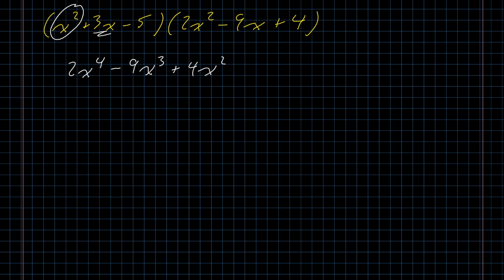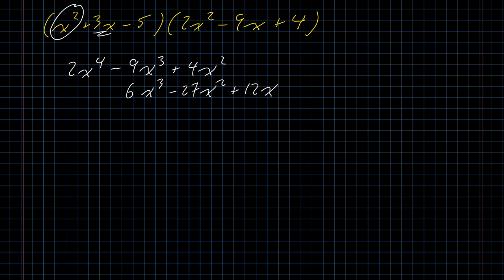Now I'm going to go to the next term. When I write this out, instead of just continuing on the same line, I'm going to go down to the next line and I'm going to move over one space. So that when I take 3x times 2x squared, that's going to give me 6x cubed. And if I put it here over one space, then my x cubed terms line up with each other. And it's going to make combining like terms to simplify a lot easier. It will always work out that way. 3x times minus 9x is minus 27x squared. 3x times 4 is 12x.